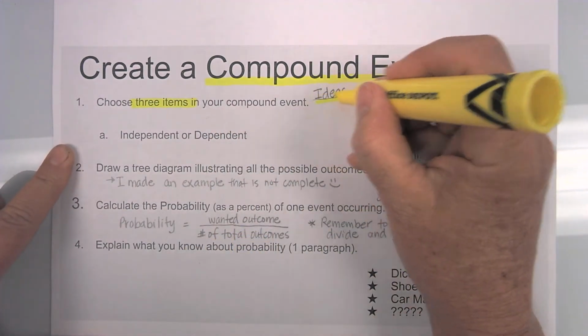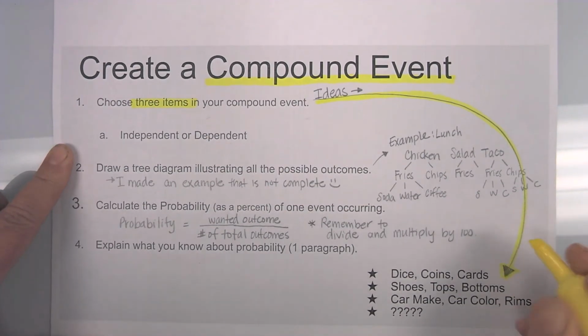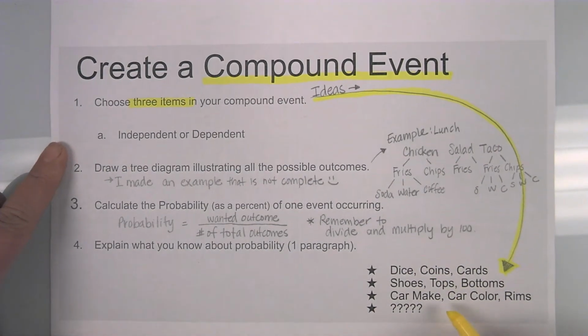If you need some ideas, it is right here. Remember, in class we had done dice, coins, and cards. We also did shoes, tops, and bottoms, car make, car color, rims, or whatever you choose to do.